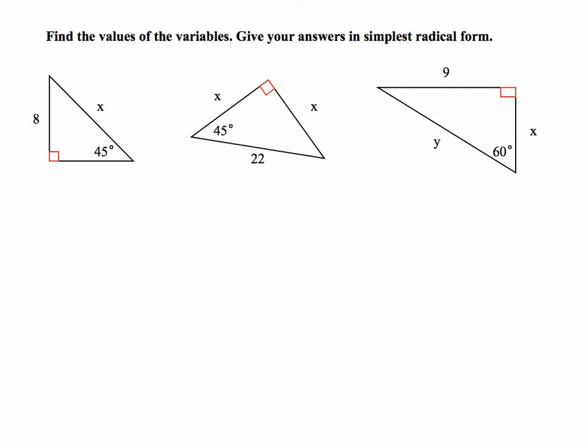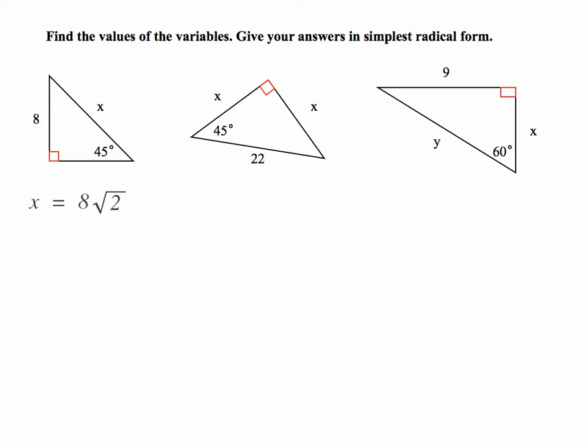Find the values of the variables. Give your answers in simplest radical form. X is equal to 8 square roots of 2. In a 45, 45, 90, the hypotenuse is always the shortest leg times the square root of 2. And in a 45, 45, 90, the two legs are exactly the same.